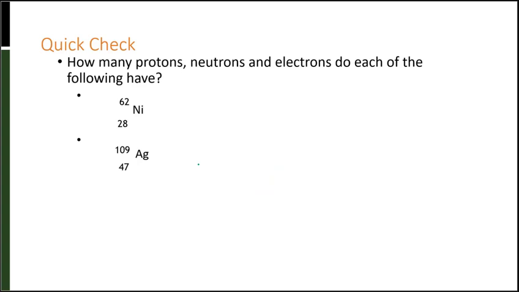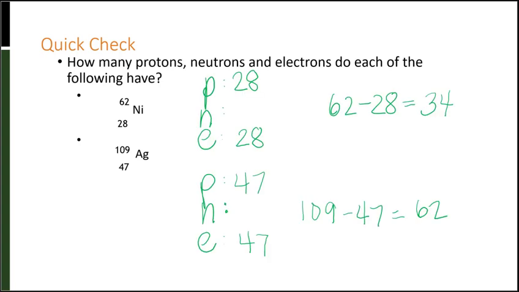Take a second here. Here's a little quick check. How many protons, neutrons, and electrons do both of those atoms have? Okay, let's look here. Neither one of them are ions. So the first thing I did was say, oh, then my protons and my electrons for each are the same. So I looked up nickel. That bottom number, remember, for both of those is the atomic number. And atomic number is protons. So protons and electrons are going to be the same since they're neutral.